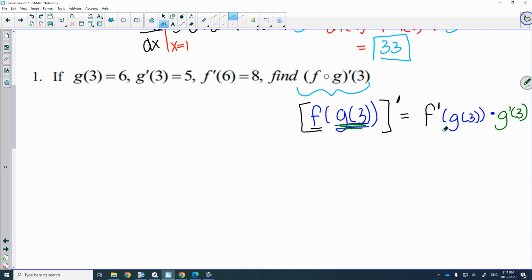Okay, so g of 3, we look at what the information that they gave us, and g of 3 is 6. So g of 3 is 6, and I'm going to have this, so f prime at 6 times, then I see, did they give me this, g prime at 3? G prime at 3 is 5.